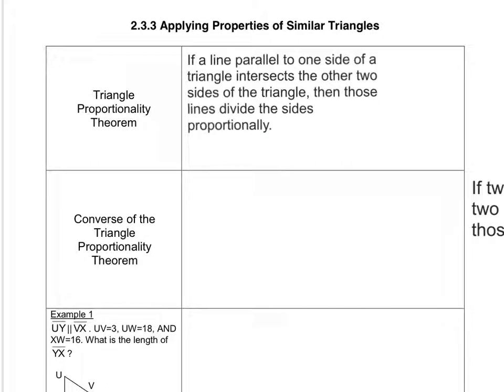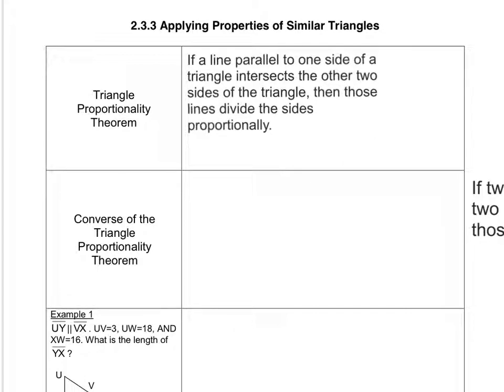I'm going to read it one more time for you. If a line parallel to one side of a triangle intersects the other two sides of the triangle, then those lines divide the sides proportionally. Now before you get too afraid, let's draw a picture of this.